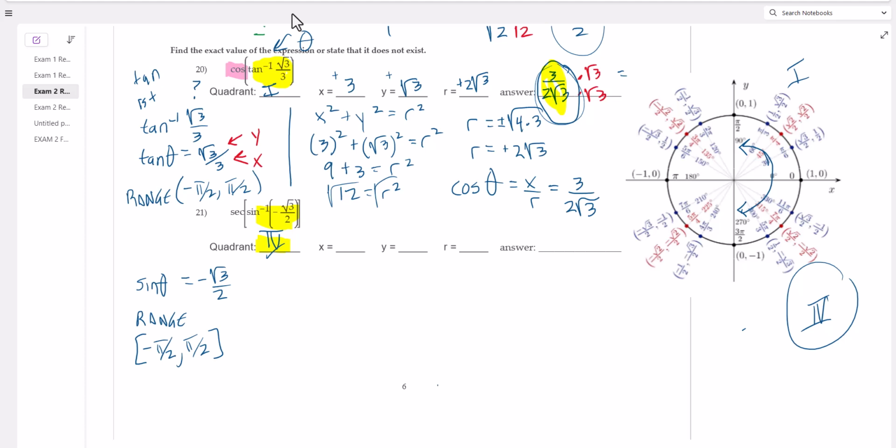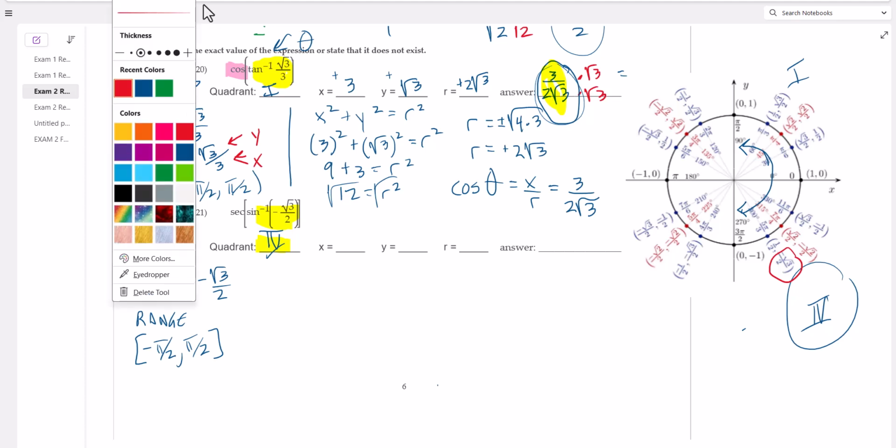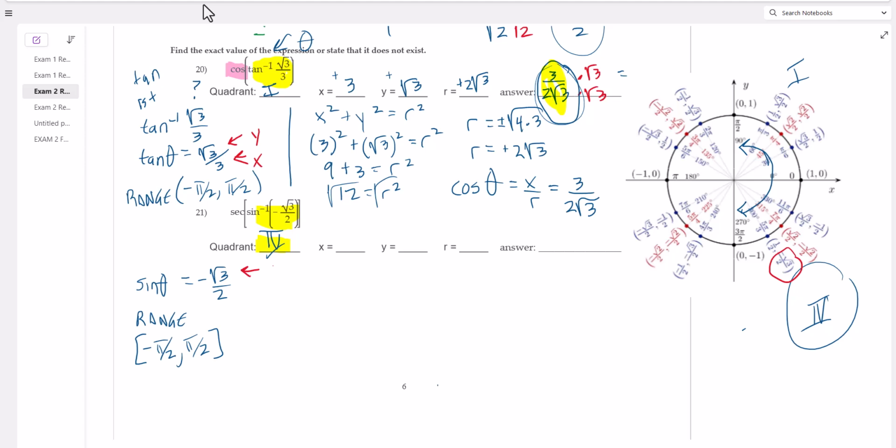Now, there's a couple ways you could do this. You could get this angle by figuring out where y equals negative square root of 3 over 2. But I'm going to use the definition that the sine is y over r. Since we're in quadrant 4, y will be negative and x will be positive. So y is negative square root of 3 and r is 2.